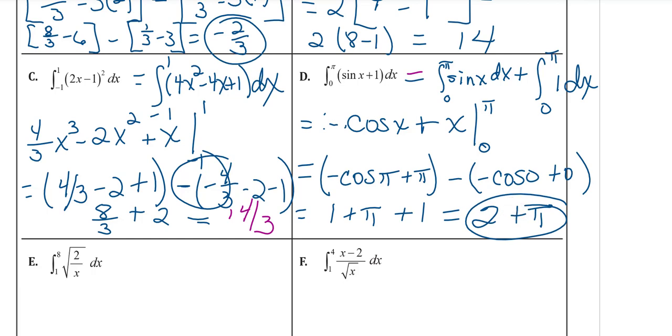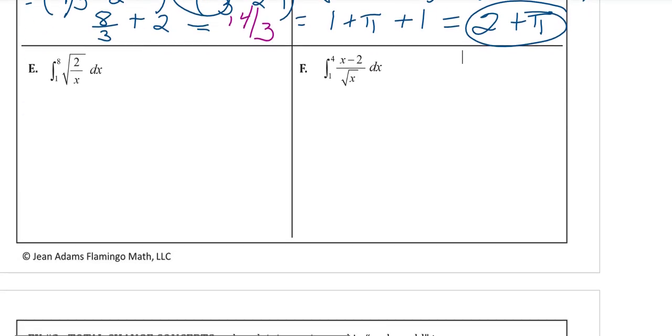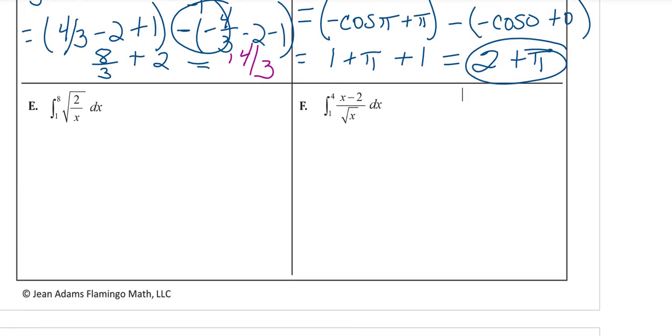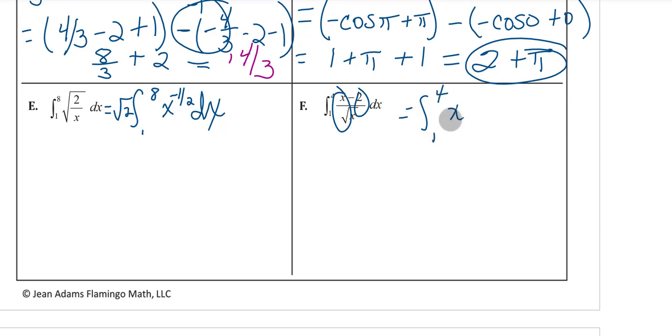Okay, so as far as the next few go, just to give you some hints here, the last two, you're going to rewrite that as the integral from 1 to 8 of, and you can put the square root of 2 out front, of x to the negative 1/2 dx. And for the last one, you want to divide that out of both terms. So you're going to have the integral from 1 to 4 of x to the 1/2 minus 2x to the negative 1/2. Whoops, that's not exactly in the right spot.